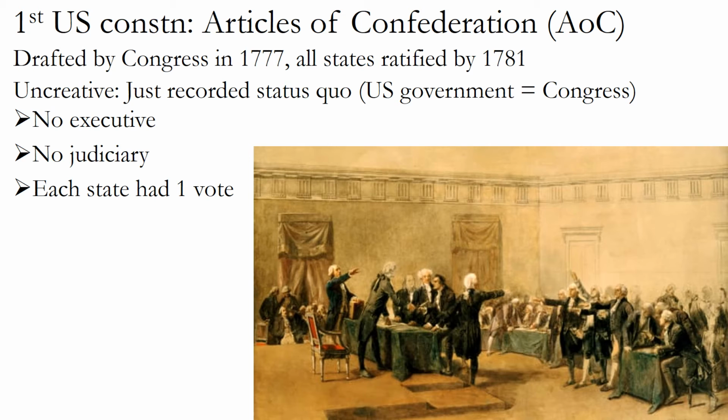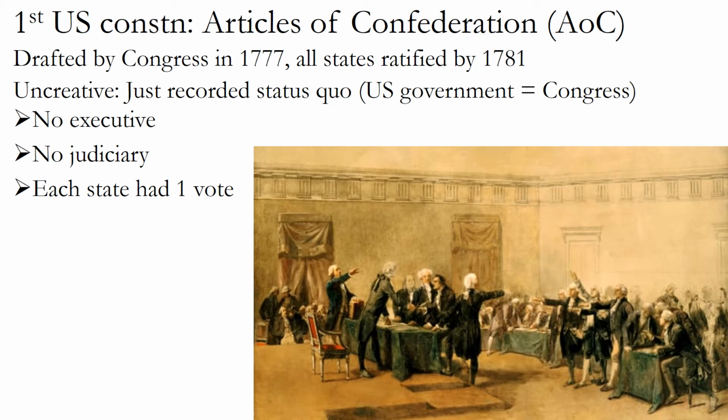Every state has just one vote in Congress in the Articles of Confederation. This illustration is showing what it looked like. Each state had their own table, right? Each state could send as many representatives as they wanted, but when it came time to vote, each state had just one vote.